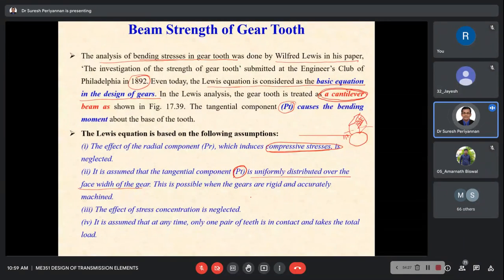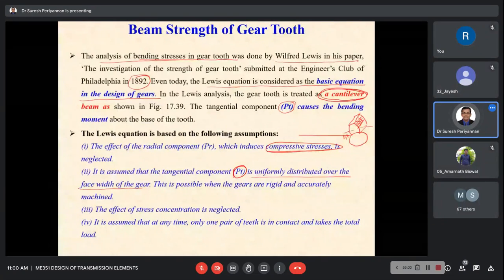This is possible when the gears are rigid and accurately machined. It should be properly connected. It should not have any vibration. It should not have any jamming during operation. The gear should be rigidly positioned, fixed and accurately machined. The mating teeth of the gear and the pinion must be machined accurately.